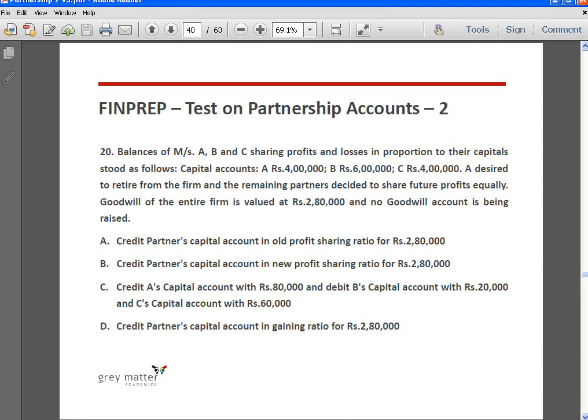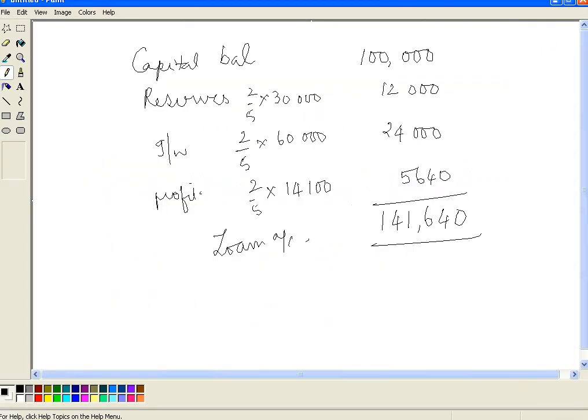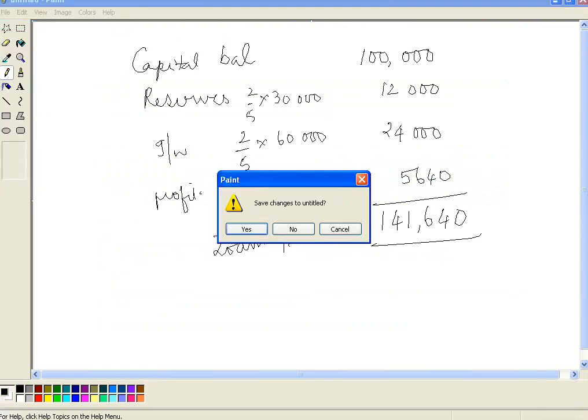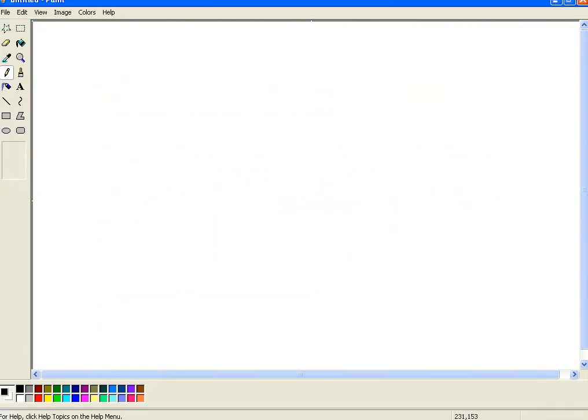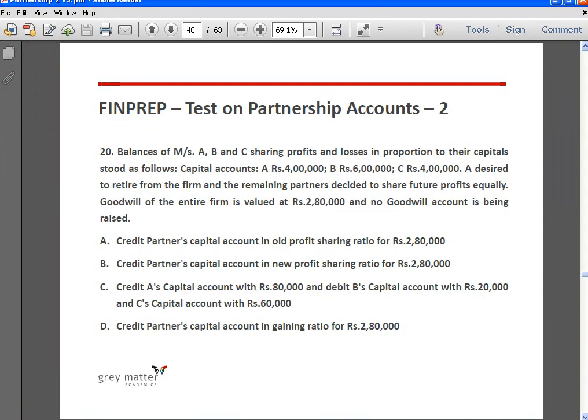We must understand that goodwill should never appear in the balance sheet as an asset. It is not allowed to show self-generated goodwill as an asset in the balance sheet. In this case, we have to find out the retiring partner's share in the goodwill, and that has to be compensated by the continuing partners in their gaining ratio. So what we have to first of all calculate is the gaining ratio. Let's calculate the gaining ratio first.